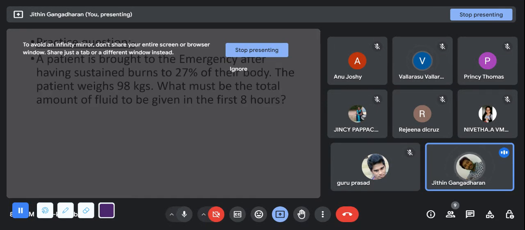Next, answer this question, please, guys. A patient is brought to the emergency after sustaining burns. The TBSA is 27 percent. The patient weighs 98 kg. What is the total amount of fluid that you have to give in the first 8 hours? What is the calculation? Guys, answer please.